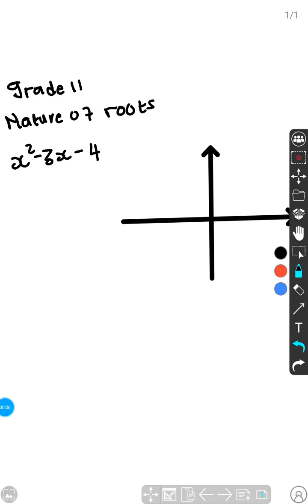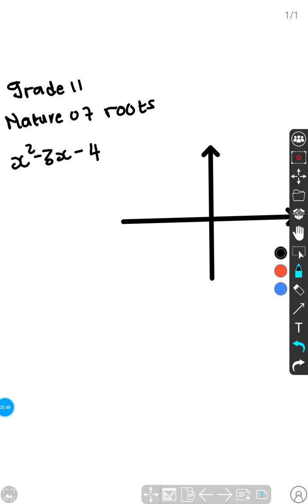Okay, so what they mean about the nature of roots is how the graph will be on the Cartesian plane. For an example, here we have our Cartesian plane, and the graph of this parabola can either be like this. Can you see this? It's not touching the x-axis. Or it can be like this. Here you can see that this point and this point touch the x-axis. Or it can be like this. You see, the graph only touched this point. So when they talk about the nature of roots, they refer to that.